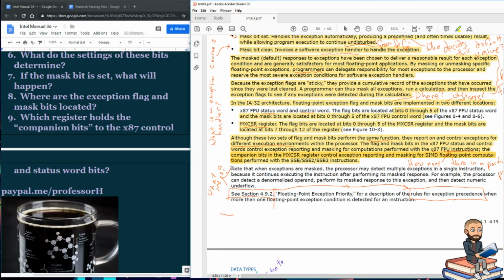Alright, well, our last 2 paragraphs. Note that when exceptions are masked, the processor may detect multiple exceptions in a single instruction, because it continues executing the instruction after performing its masked response. For example, the processor can detect a denormalized operand, perform its masked response to this exception, and then detect numeric underflow. And you should note that underflow and overflow are super similar concepts. Overflow means there's more data than we can represent, and underflow is more data than we can represent, but because it's a super tiny number.